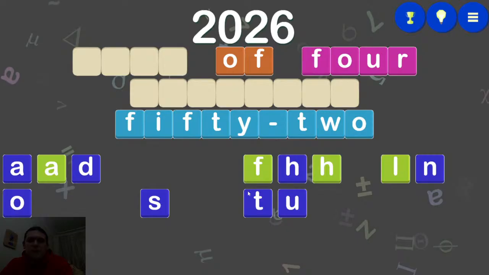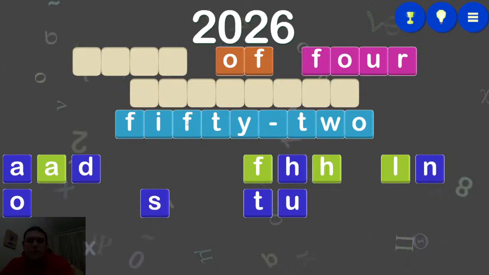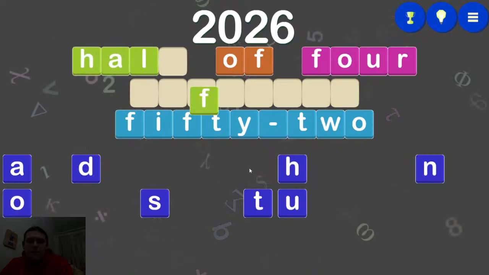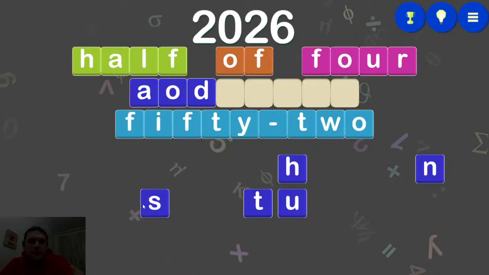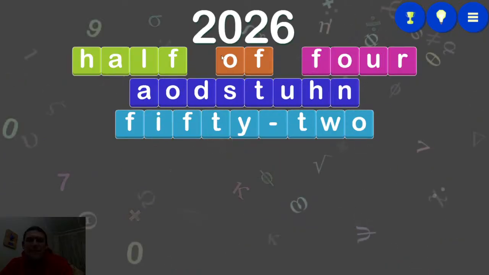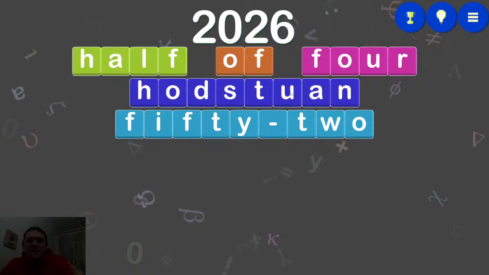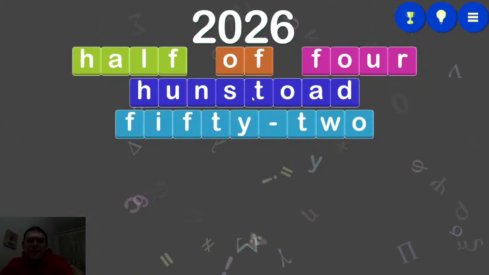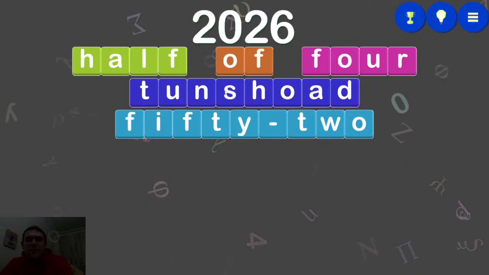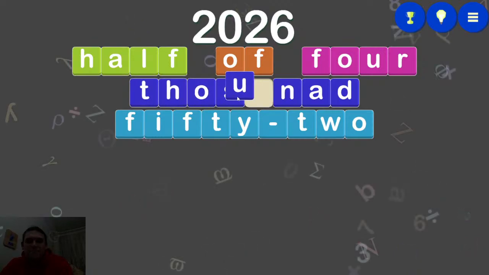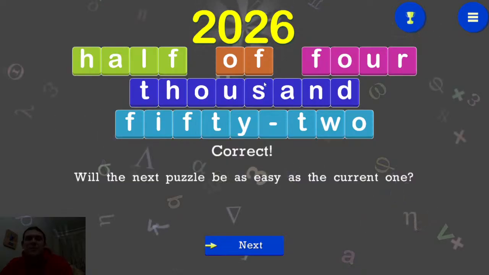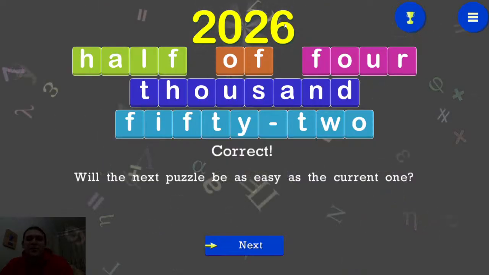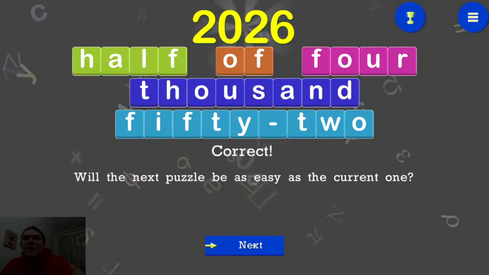4. It is half. Half of 4? 4,000, yeah? Half of 4,052. So 4,052, we divide by 2, we get 2026.